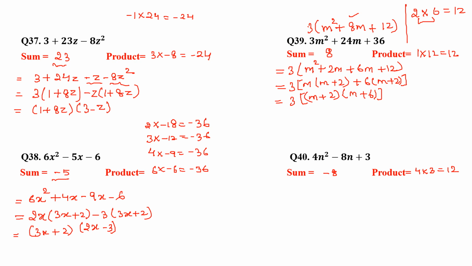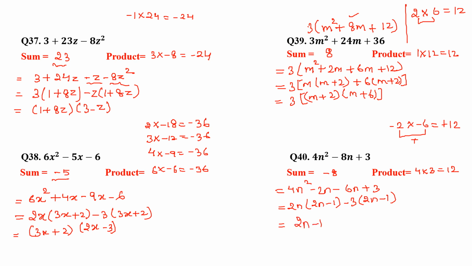So now 12 comes in which table? Let's start with 2. So minus 2 into minus 6 will give you positive 12, right? And if you add minus 2 and minus 6, you are going to get minus 8. So it means you have to write it as 4n square minus 2n minus 6n plus 3. Now take 2n common. So it will be 2n minus 1. And here you have to take minus 3 common. So again 2n minus 1. Now 2n minus 1 is present in both the places, so take common. So you will be left with 2n minus 3. So this is your factorization.